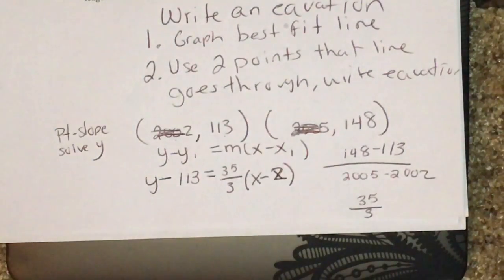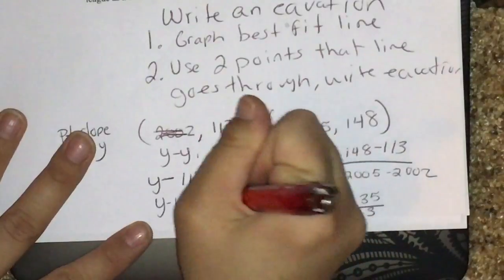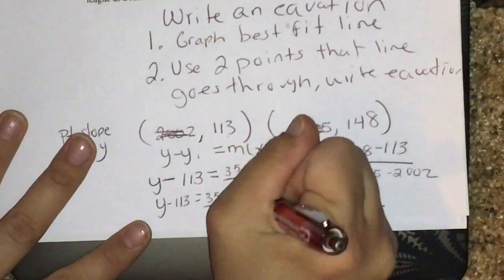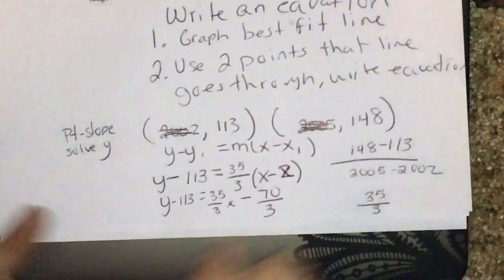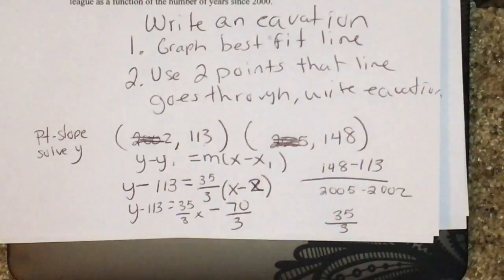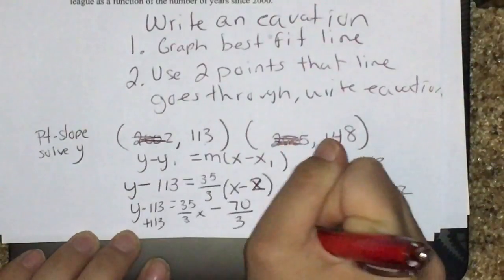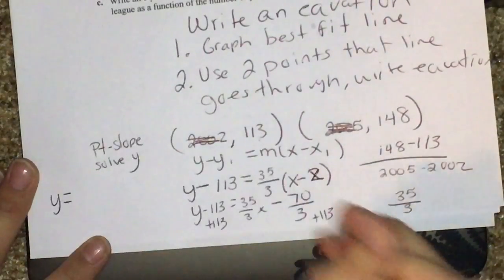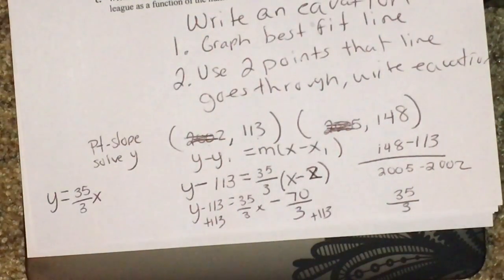And then in order to write this in slope-intercept form, we need to solve for y. So we get y minus 113 equals 35 over 3x minus, looks like that's going to end up being 70 over 3. And then we can simplify from here. We add 113 to both sides. I'm going to have to go ahead and go over to this side now. And I get y is equal to 35 over 3x, and then we have 113 minus 70 over 3.